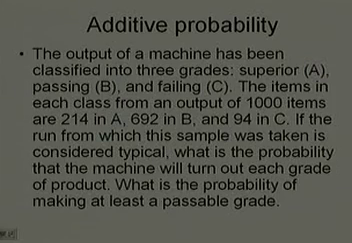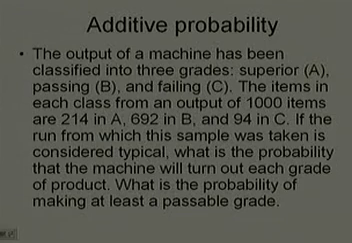Now, if the run from which this sample was taken is considered typical, we have to determine the probability that the machine will turn out each grade of product. What is the probability that the machine will turn out each grade of product? Then the next question is, what is the probability of making at least a passable grade?